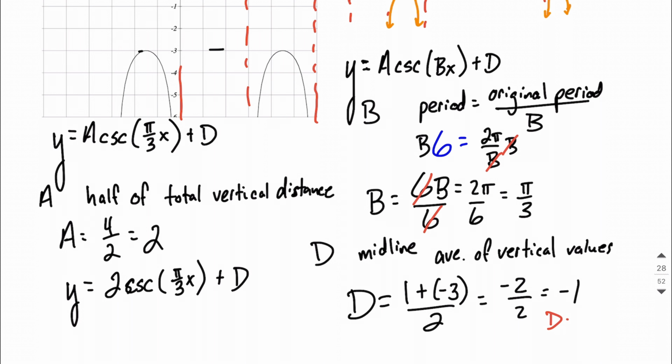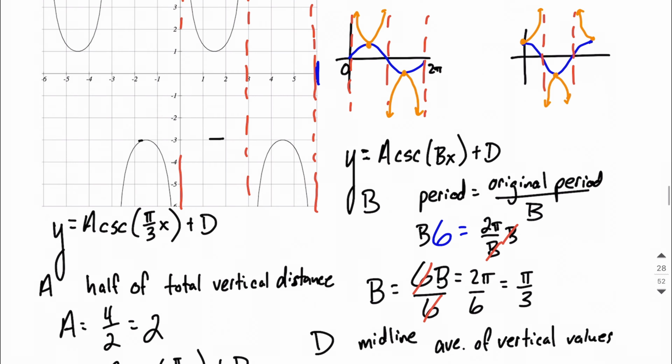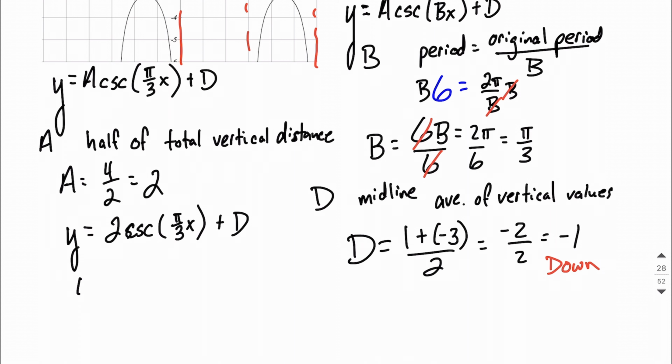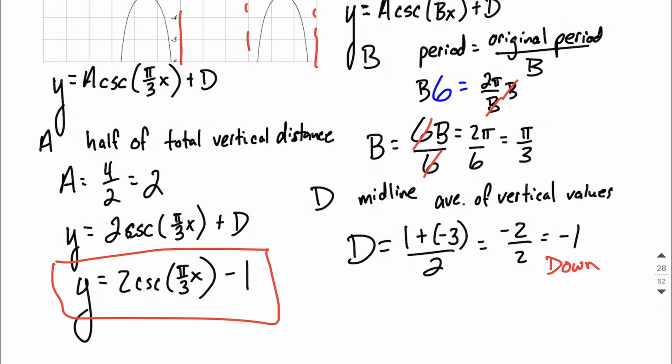So this means everything's been moved down 1 unit, which kind of makes sense on our graph, that if I draw a line going straight across here, that's 2 units from that loop. It's 2 units from this loop. So everything's been shifted down 1 unit to make that line directly in the middle. So that gives us one of our solutions, y equals 2 cosecant of pi over 3 times x, and then to move it down 1, we subtract 1 at the end. So that's a solution.